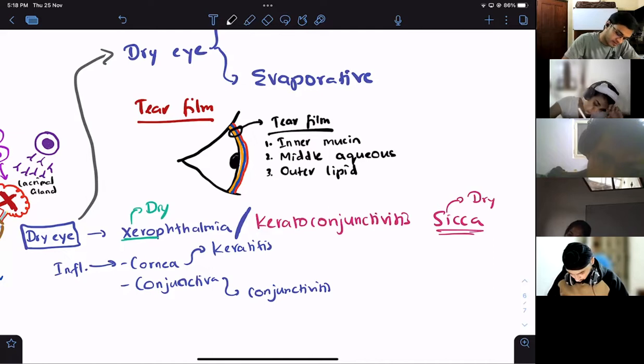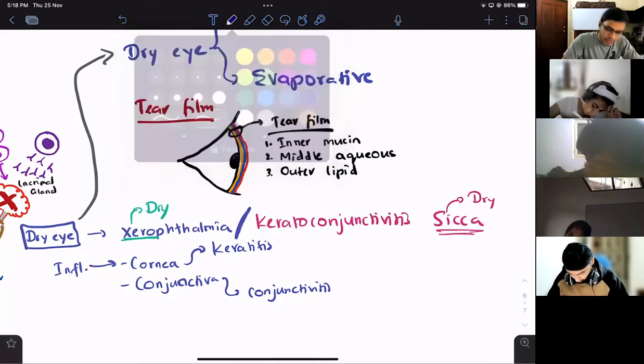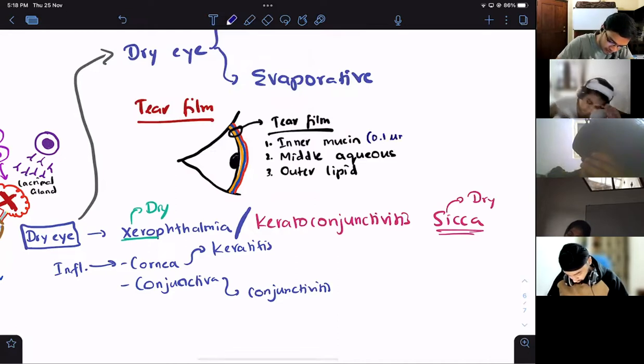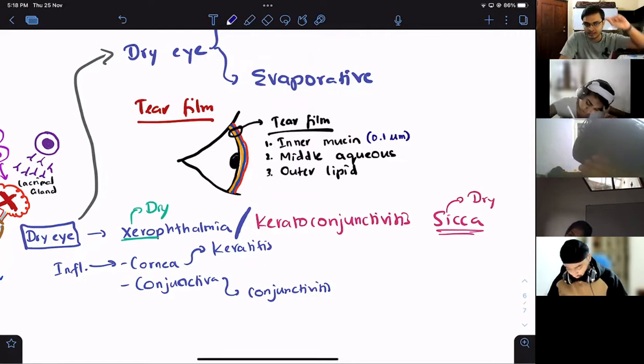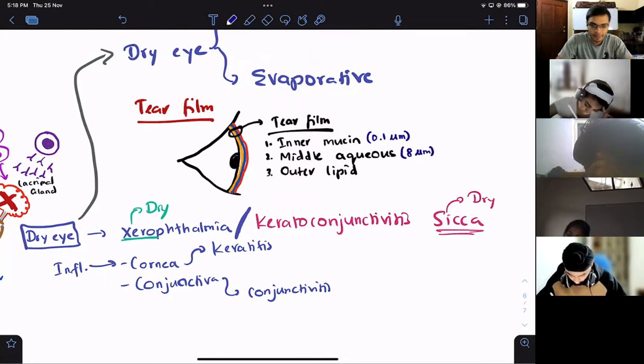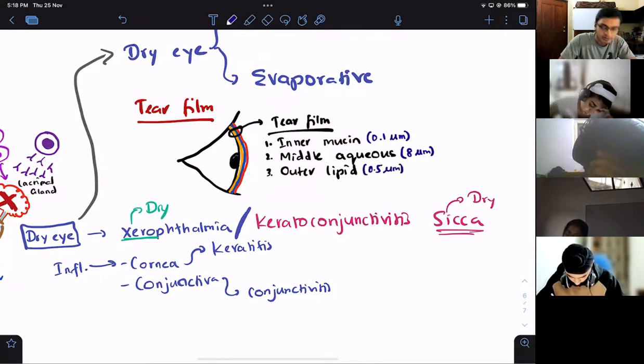Now look at this, guys. The inner mucin layer is the thinnest layer, about 0.1 micrometers. The middle aqueous layer is the thickest layer, about 8 micrometers. And the outer lipid layer is somewhere in between, about 0.5 micrometers.